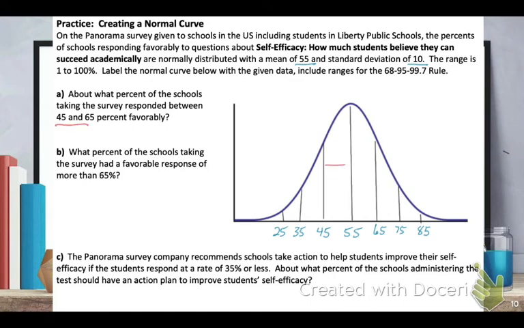All right, and now let's include ranges for the 68, 95, and 99.7 rule. So we can just draw that in. So 68% will be these two. And then our 95 will be here. And then our 99.7 will be there.